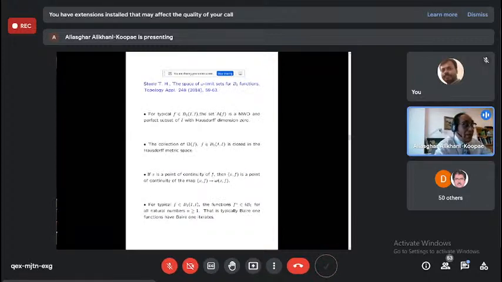In another paper, he showed the following results. For typical F in B1 of I, the omega limit set, the lambda of F, is a nowhere dense and perfect subset of I with Hausdorff dimension 0. These are very similar to the ones that we had for continuous functions, okay?